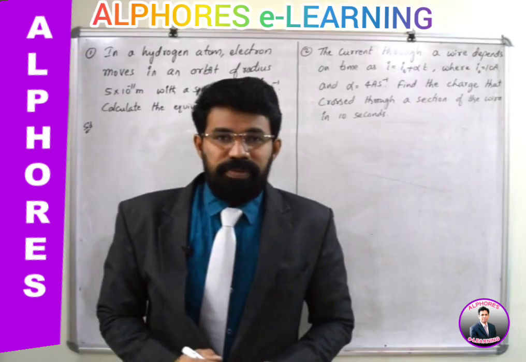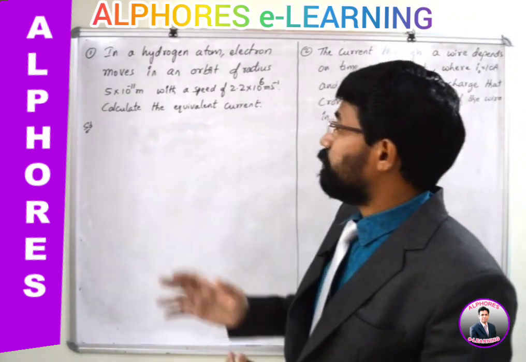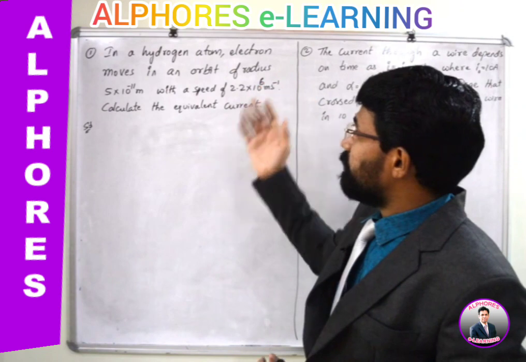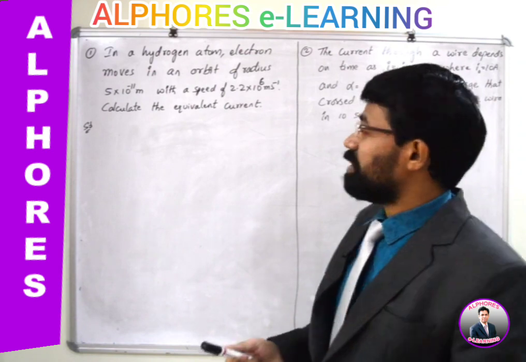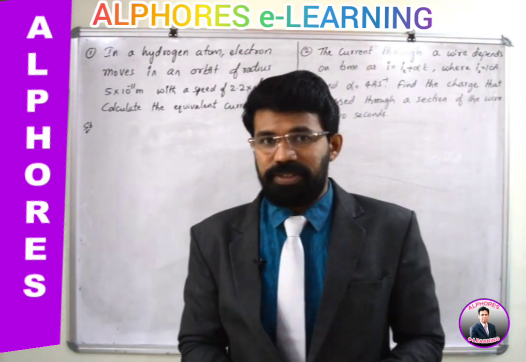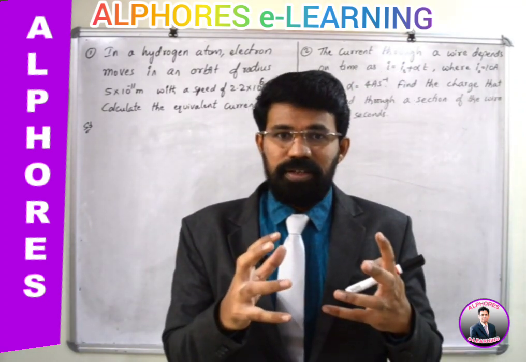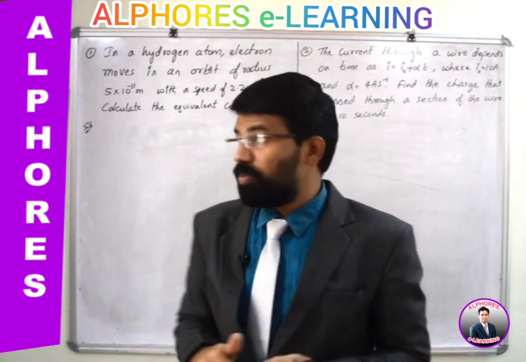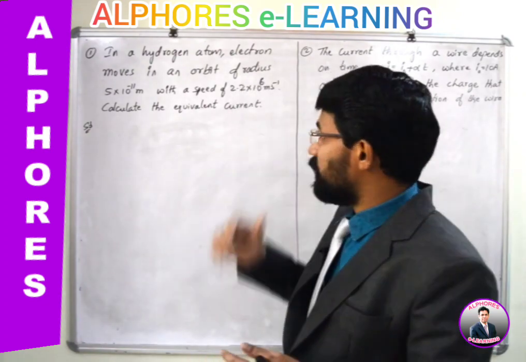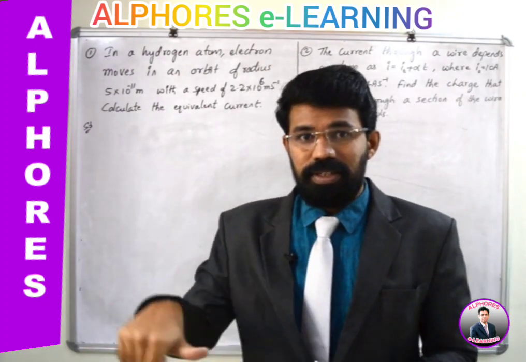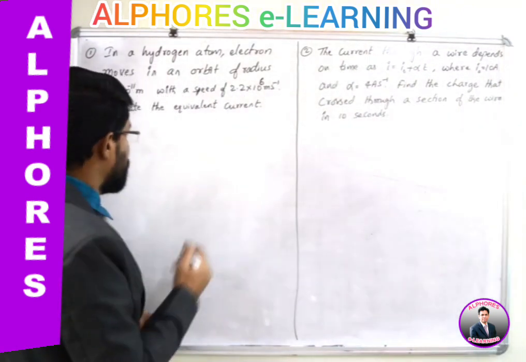Okay, students, now let us discuss 2 problems. Here I have taken one problem. See this one. One hydrogen atom is given, and it is said that the electron moves in an orbit of radius 5 into 10 power minus 11 meters with a speed of 2.2 into 10 power 6 meters per second. Calculate the equivalent current. We already had a discussion about applications of electric current. If a charge is revolving in a circular path, we can talk about the current associated with that flow. So here the electron is revolving around the nucleus of the hydrogen atom, and what we have to find out is the equivalent current associated with the movement of the electron in the circular orbit. Let us see how it can be calculated.